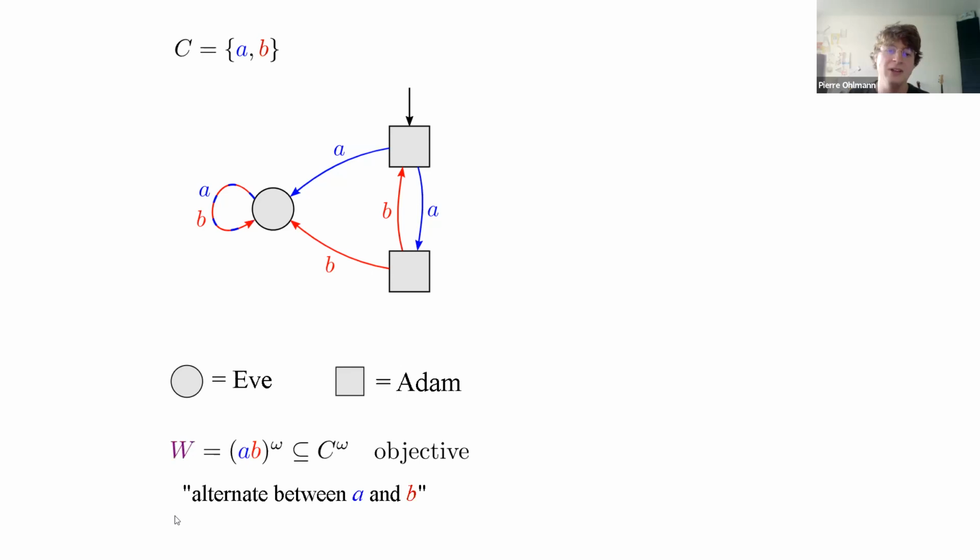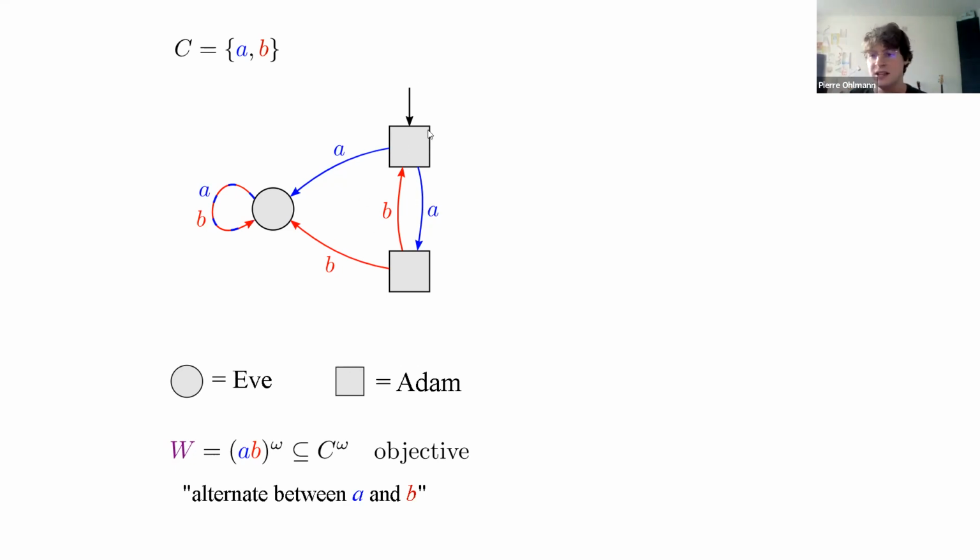And we have an objective. So an objective is a set of infinite sequences of colors, okay? In this case, we're looking at the objective which is a singleton. It's just one infinite word, and the infinite word is (AB) repeated forever. Okay, this is an omega expression. It doesn't really matter if you know how to read these or not, but they're quite explicit, I think. And this objective just specifies that the play should alternate between A and B forever.